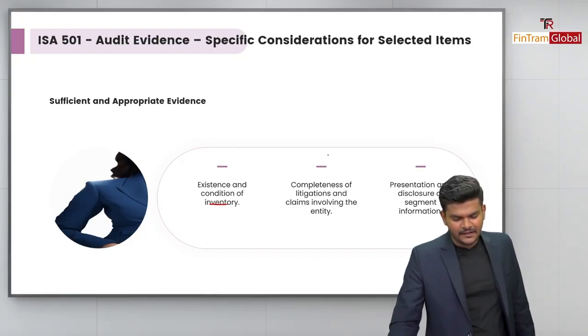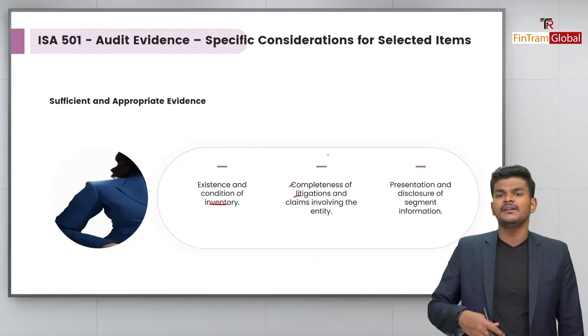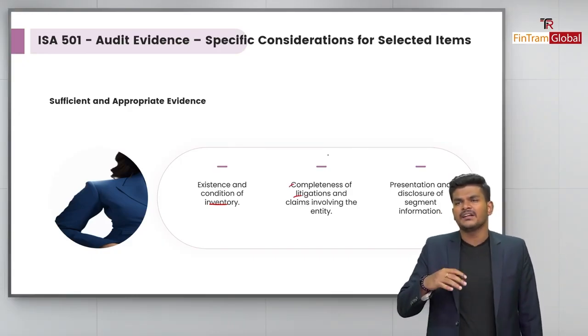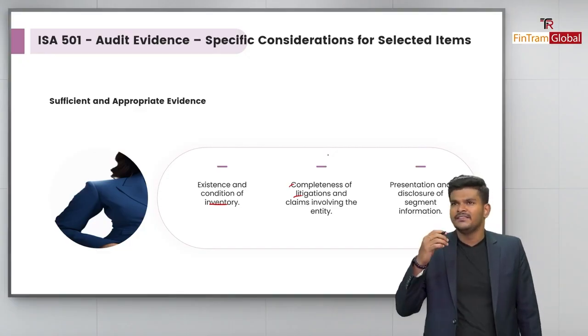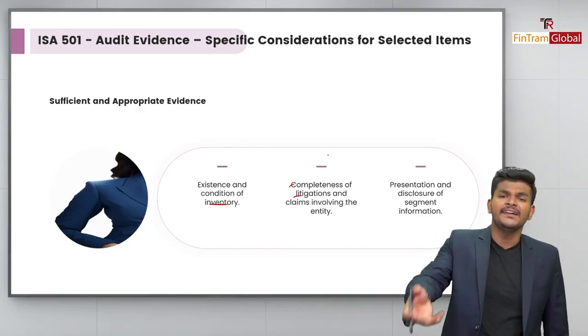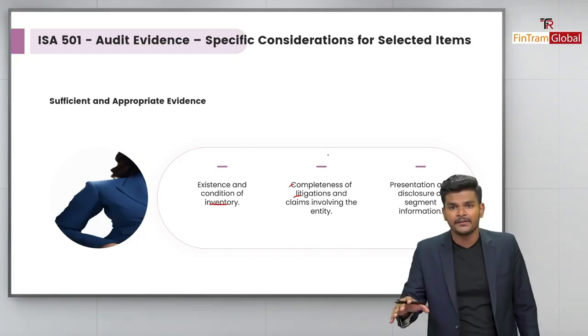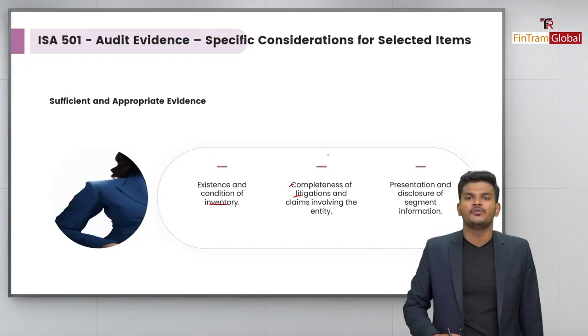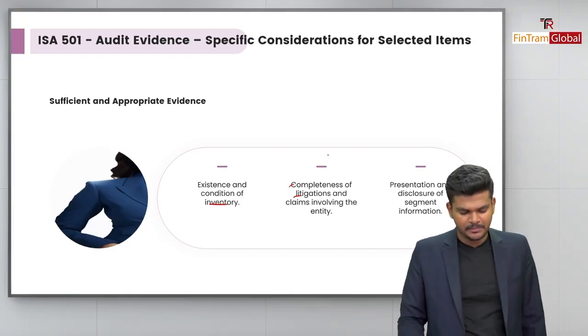And then secondly, we have completeness in litigation, over litigation claims. When it comes to litigation claims, there is a chance that the client may not fully disclose all the claims that are there. So which is why we need to consult with the lawyers or legal advisors to get more information from them. So that's what completeness means.